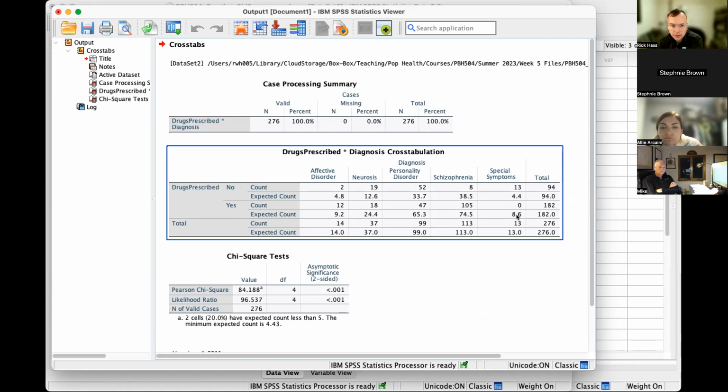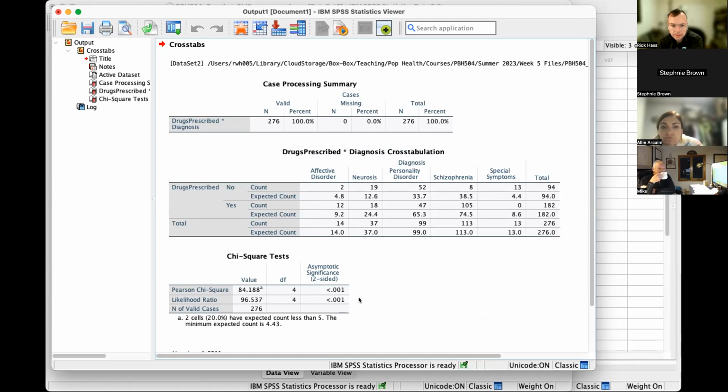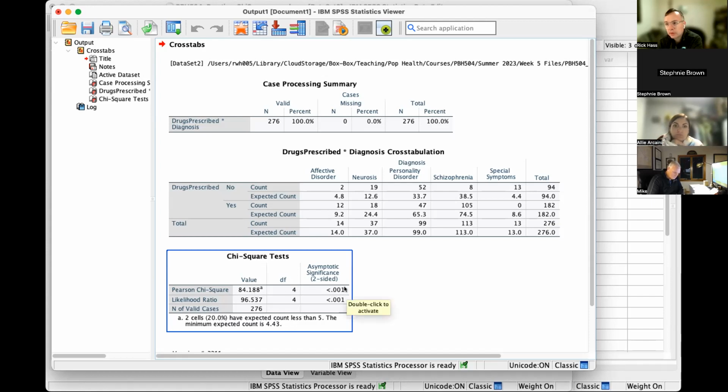You can also see our expected counts. Now there's an issue here, so we'll get to that in a minute. We can see down here in the chi-square test that we have a couple of different numbers. You might see a bunch of different numbers here. We're always going to read off the Pearson chi-square. In this case, it's 84.188, degrees of freedom of 4. And here's our p-value. It's very, very small, less than 0.001.